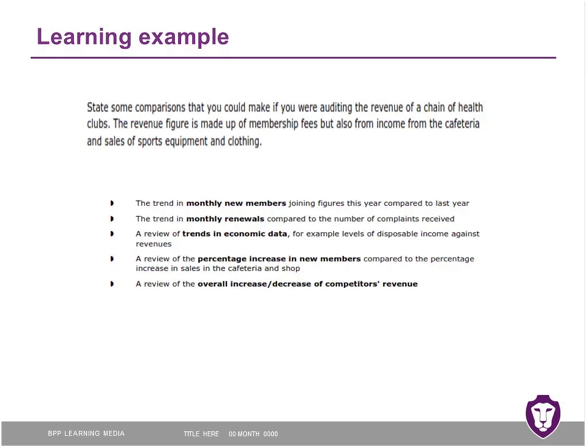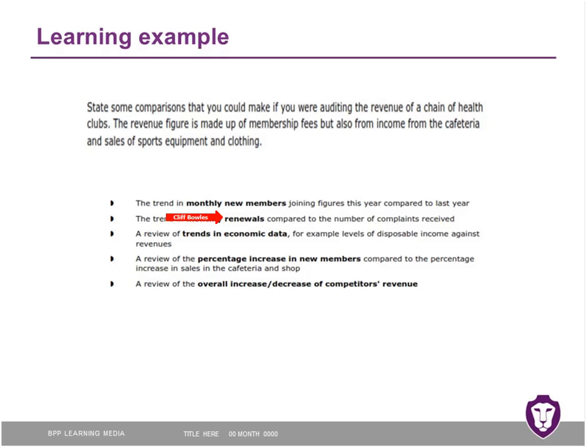So again, every organization is different. The revenue figure is made up of membership fees, but also from income from the cafeteria and sales of sports equipment. So you might be given some piece of information like that, and you've got to state some comparisons. So it doesn't ask you to state measures, it says particular measures, in this case comparisons. Monthly new members compared to last year. So you've got to make sure this word compared is here because you've been asked for some comparisons. So be careful, you read the question.